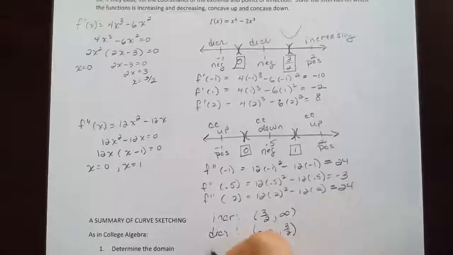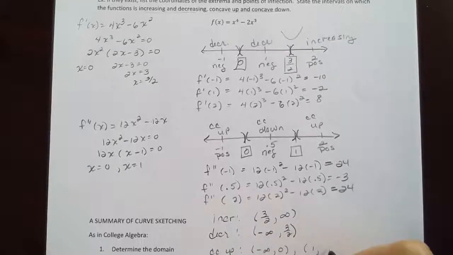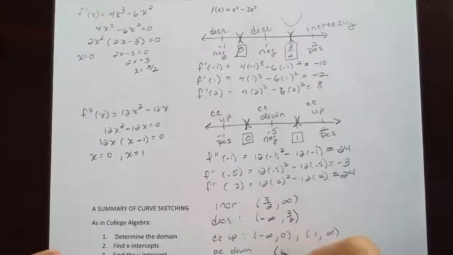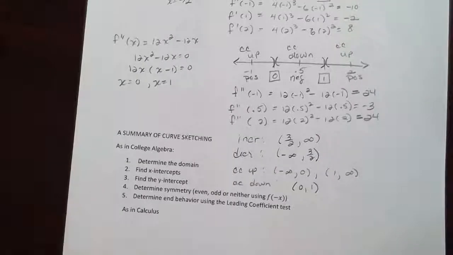For concave up, the interval is going to be from negative infinity to 0, and then from 1 to infinity. And concave down will be between 0 and 1. Okay, these are things now that help us draw a much better picture by hand than we could in college algebra.